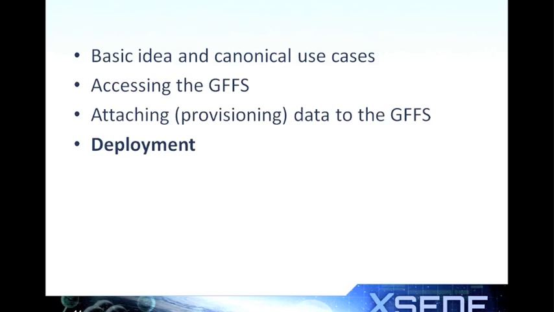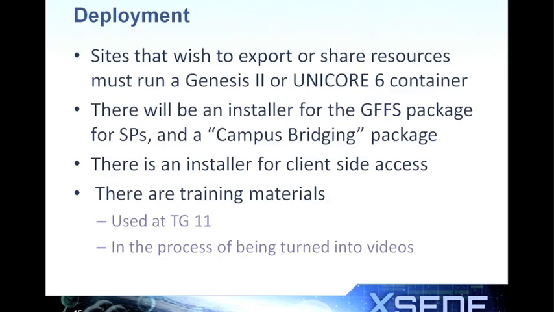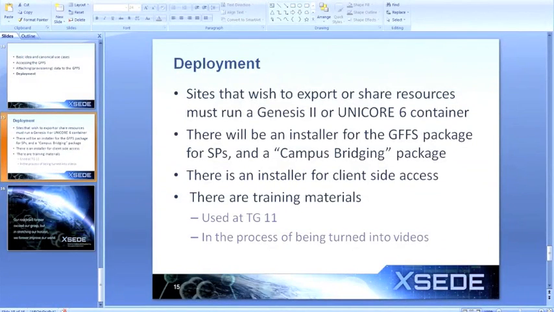Basically, I've talked about the canonical use cases, how you get to data, and how you get data into the GFFS. The third thing is, where are we right now? If you want to be able to export data, you have to have a Genesis 2 container. If it's a compute resource, you can also have a Unicore 6 container if you're mapping out a queue. There's an installer that's been developed for the GFFS package for the service providers and a campus bridging installer. This is both client side and server side, and there are training materials. And that is the GFFS in a nutshell.